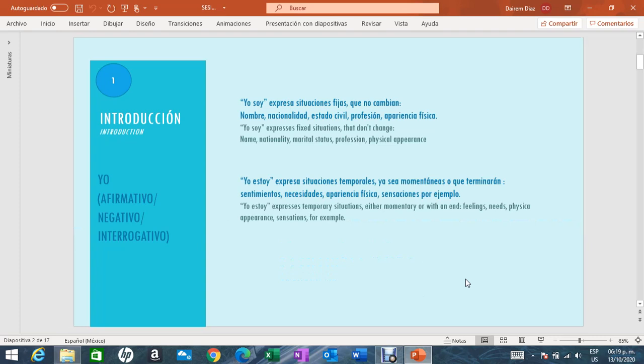So, for you to remember, 90% of the times, this is a rule that is not fixed, that it is not applicable on all cases, but in 90% of the times, you use yo soy for situations that are fixed, that don't change. And you use yo estoy for situations that change or may change in the future, either soon or later, but that you know they go through changes very often.